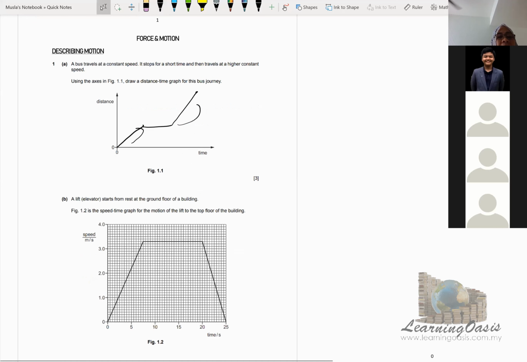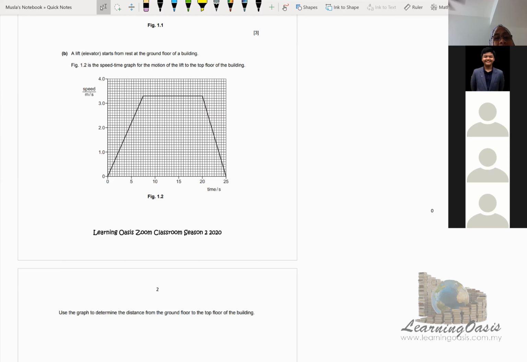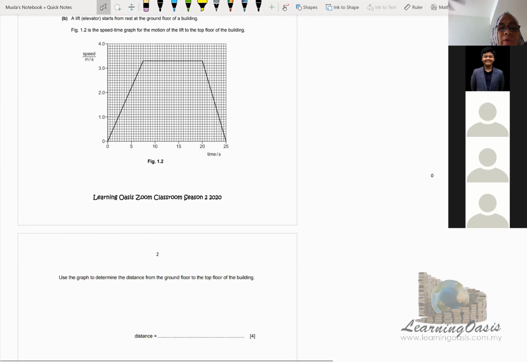Now, a lift or elevator starts from rest at the ground floor of a building. Here is a speed-time graph for the motion of the lift to the top floor of the building. Now, use the graph to determine the distance from the ground floor to the top floor of the building. Okay. How much? Distance. What shape is it? You want to find it?